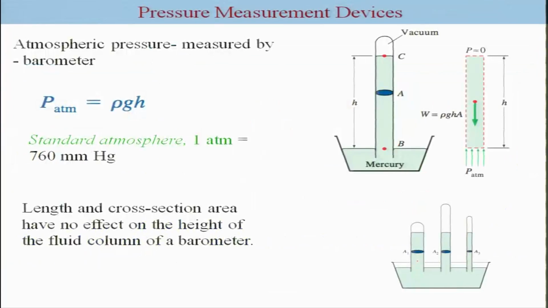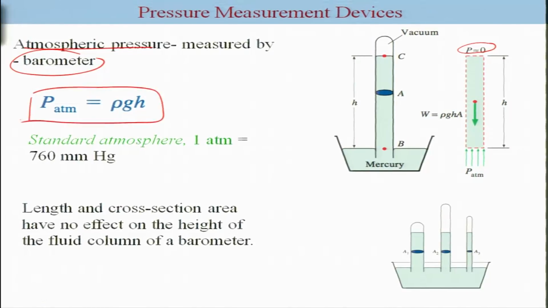Now, what are the measurement devices for pressure? The simplest one is a barometer, which is used for atmospheric pressure. For example, this is a simple device. Due to the vacuum, the pressure here is this. You can apply a force balance and show that P atmosphere is the density of the fluid which we consider, which is mercury, times g gravity, times the height which it rises due to the pressure, and for 1 atmosphere this is 760 millimeter Hg.